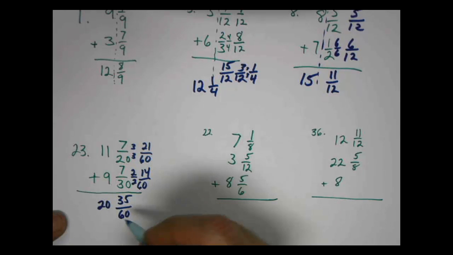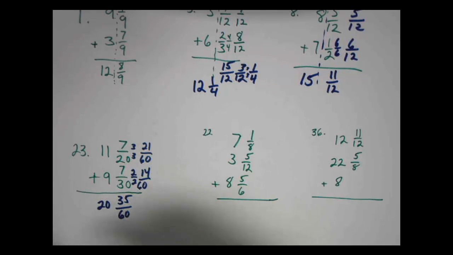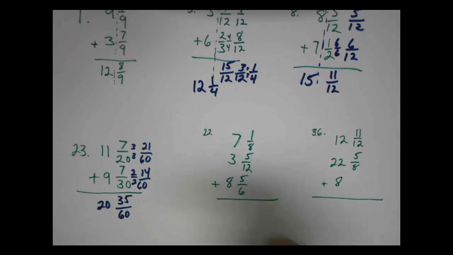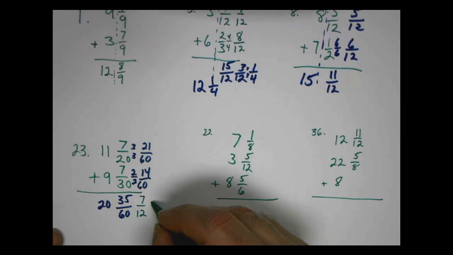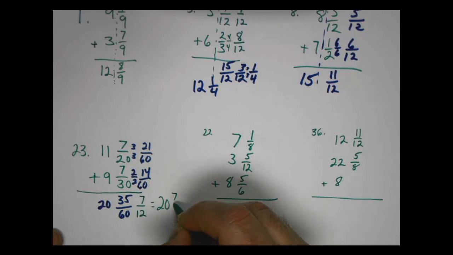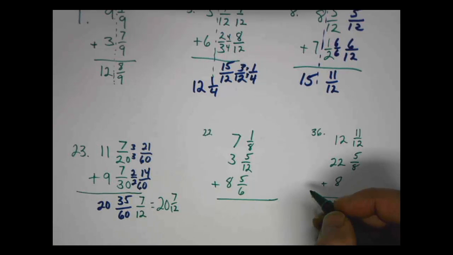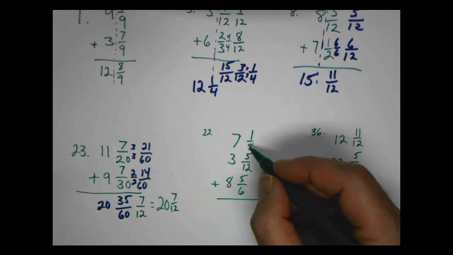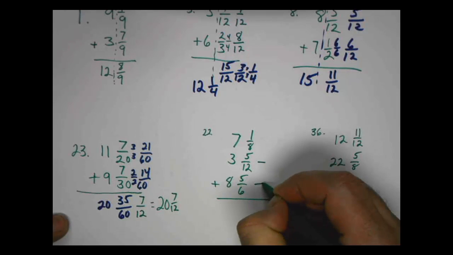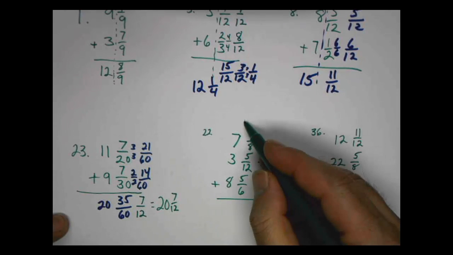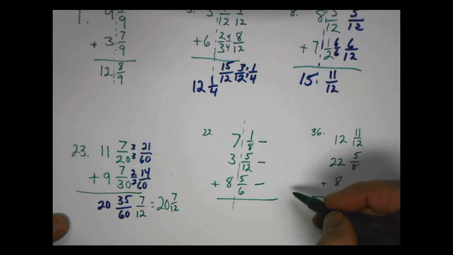Now, we need to reduce this, because we notice that both 5 and 0 here, so it's a multiple of 5. So how many 5s in 35? 7. How many 5s in 60? 12. So then it would be equal to 20 and 7 12ths. I picked 22 because it has 3 numbers we're adding. And the rules aren't going to change. You're going to have to get common denominators and then deal with the whole numbers.